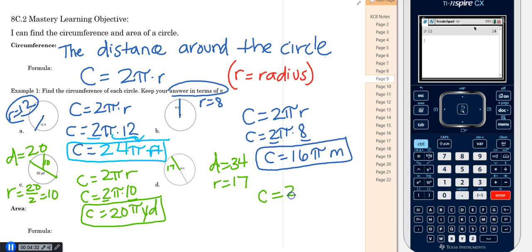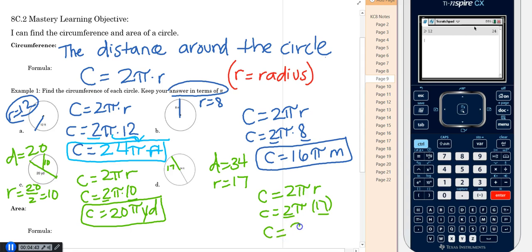So circumference equals 2 pi r. So therefore, 2 pi times 17. What you notice is that 2 times 17 is the same as just saying the diameter, right? So 34 pi, and this was in feet. And that is the distance around my circle.